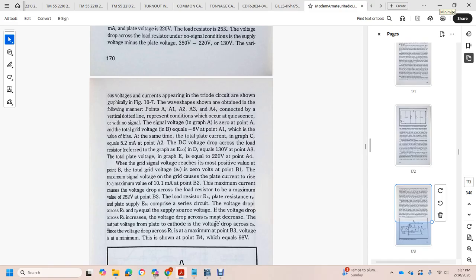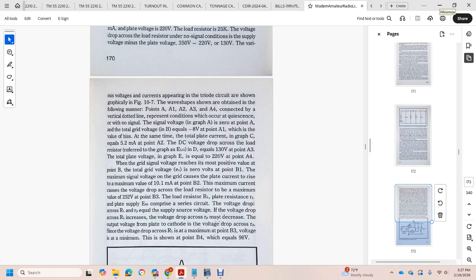When the grid signal voltage reaches its most positive value at point B, the total grid voltage is at point B1. The maximum signal voltage on the grid causes the plate current to rise to its maximum value of 10.1 milliamperes at point B2. This maximum current causes the voltage drop across the load resistor to be 225 volts at B3. The load resistor and the plate resistance of the tube share the supply voltage, so the voltage drop across the load resistor plus the voltage drop across the plate resistance RP equals the source voltage.